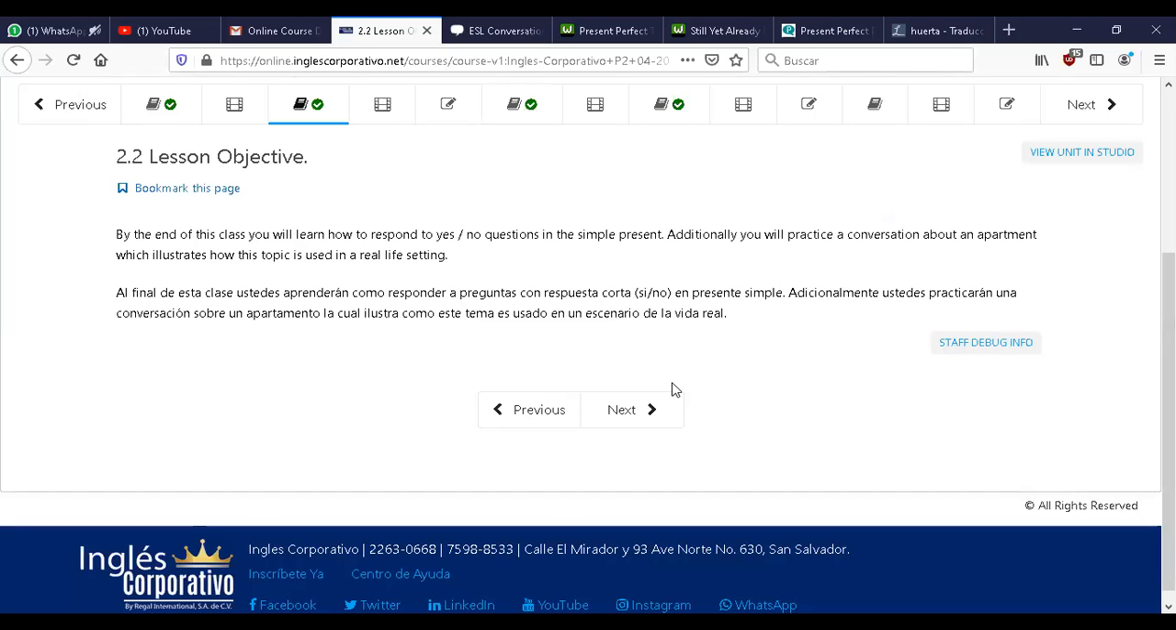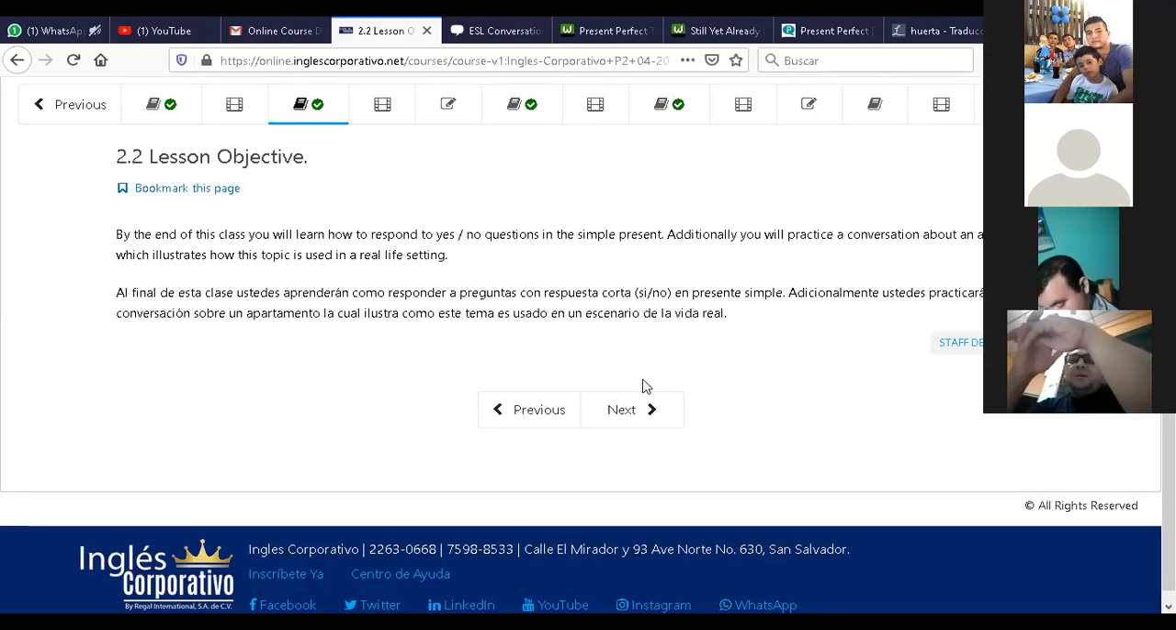All right, so repeat after me, please. Y ahora no me voy a tardar mucho, solo quiero que digan lo que escuchen. Igualito como lo escuchen, así díganlo. By the end of this class, you will learn how to respond to yes, no questions in simple present. Additionally, you will practice a conversation about an apartment, which illustrates how this topic is used in a real life setting.